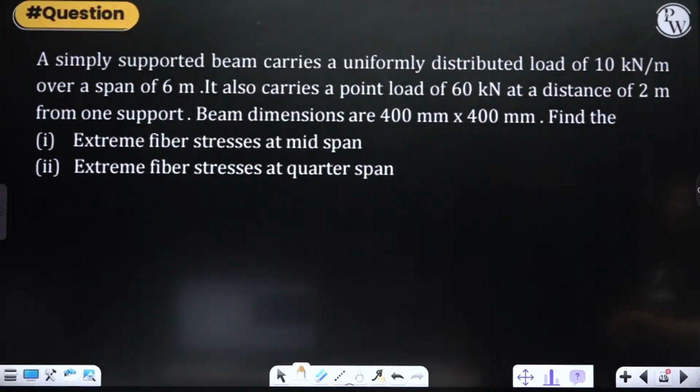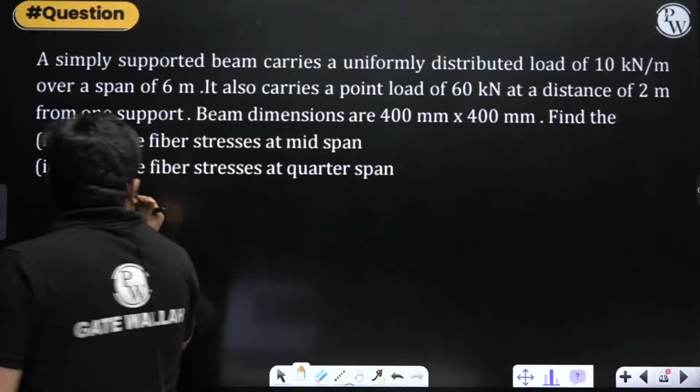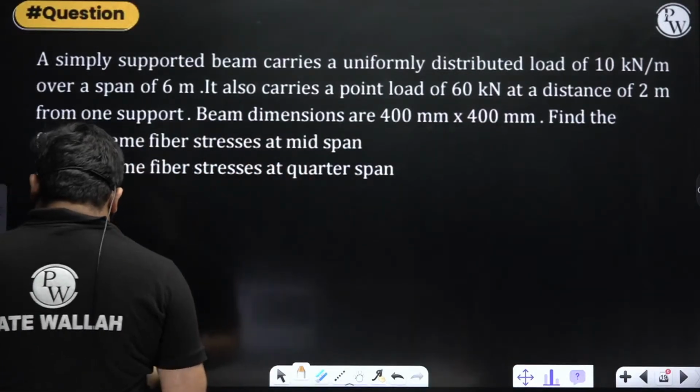Simply supported beam carrying a uniformly distributed load of 10 kN/meter. It also carries a point load at a distance of 2 meters from one support. Very good. Beam dimensions are given. It's a square beam actually. Find the extreme fiber stresses at midspan. So here, what to do? You see, extreme fiber stresses at midspan.